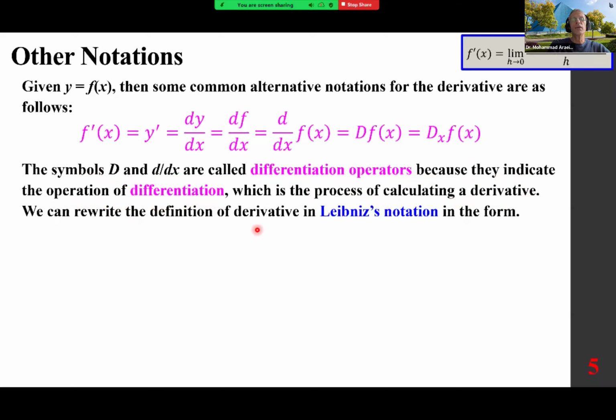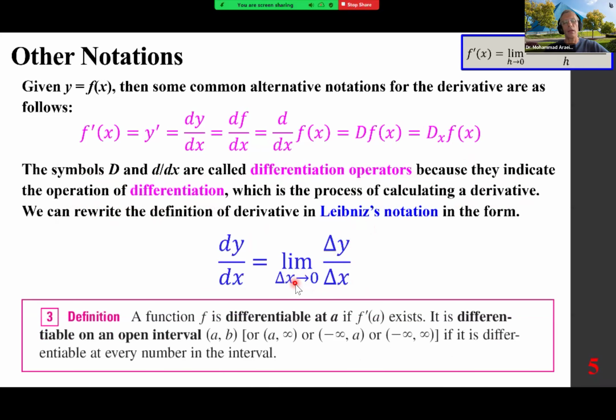We can rewrite the definition of a derivative in Leibniz's notation in the following form. dy dx is the limit of delta y over delta x as delta x approaches 0. A function is differentiable at a if f prime of a exists. It is differentiable in an open interval, any of these formats, if it's differentiable at every number, every point in that interval.